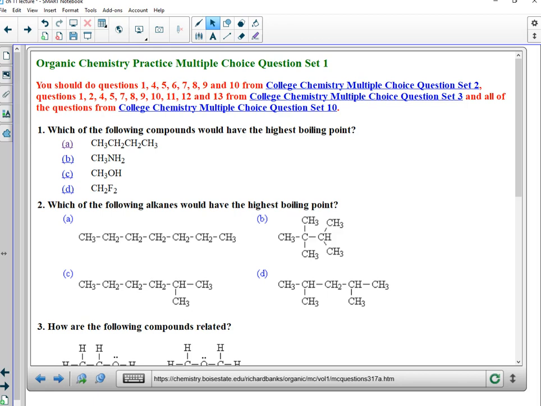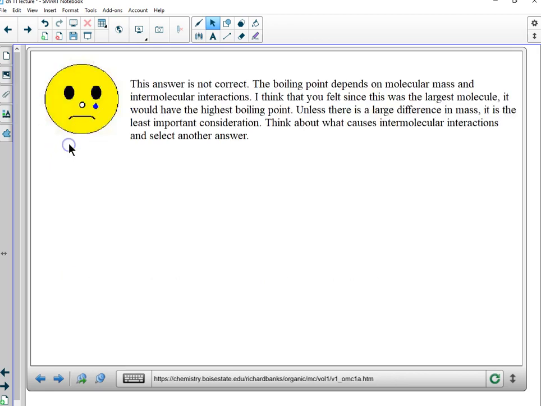All right, if anyone's ever watching this, most people think it's A, and we definitely learn. This answer is not correct. The boiling point depends on molecular mass and intermolecular interactions. I think that you felt since this was the largest molecule, it would have the highest boiling point. Unless there is a large difference in mass, it is the least important consideration. Now, it is important, but there were other things. Think about what causes intermolecular interactions and select another answer.